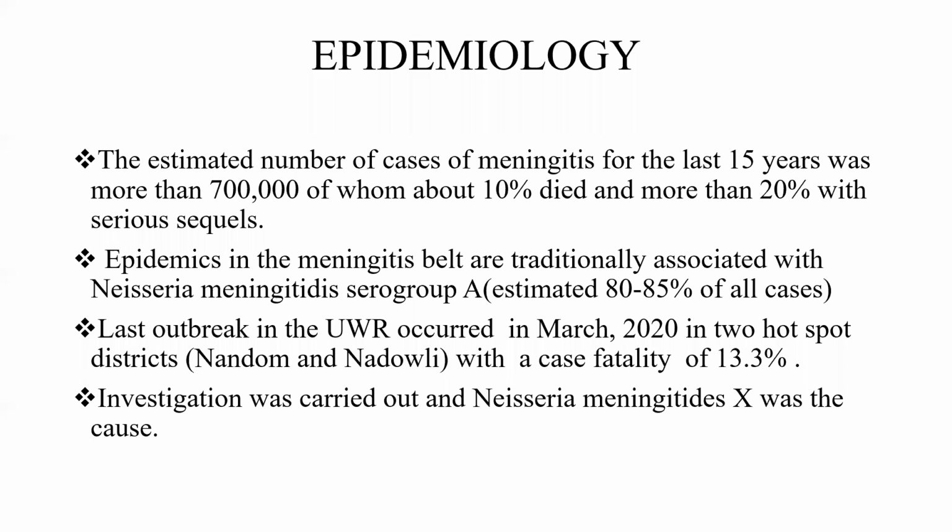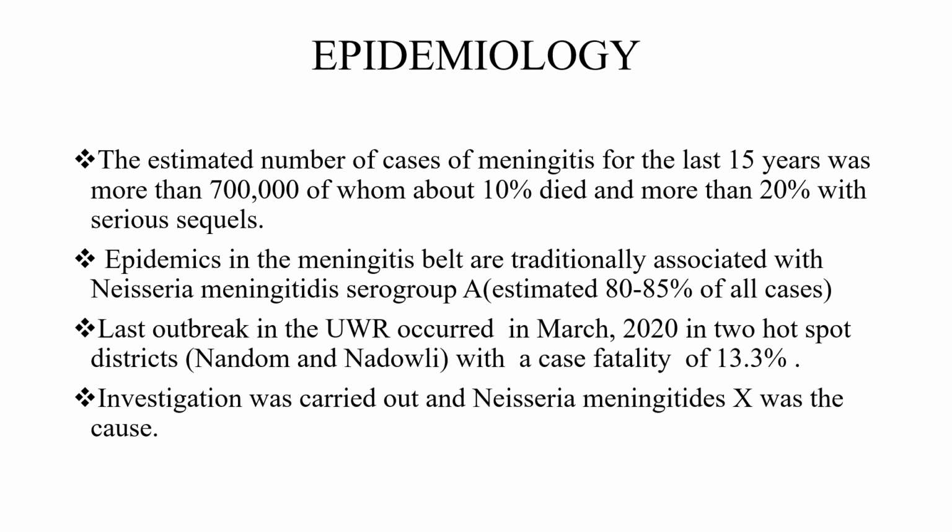It is estimated that over the last 15 years, more than 700,000 cases of meningitis have occurred, and out of this, 10% died and more than 20% have serious complications. Epidemics of meningitis were traditionally associated with Neisseria meningitidis serogroup A. However, with the advent of the vaccines, this has reduced significantly.